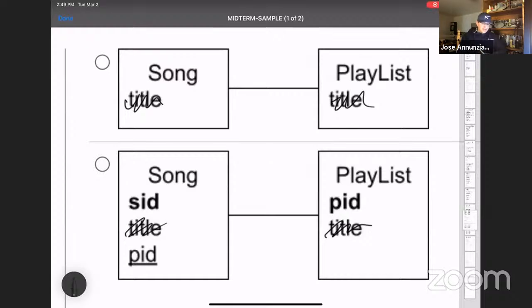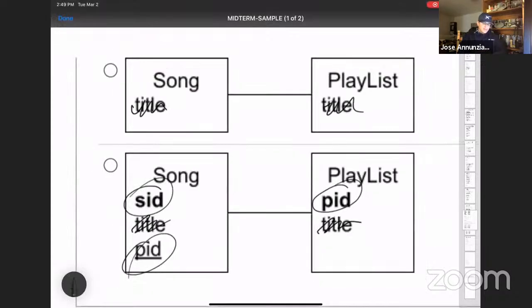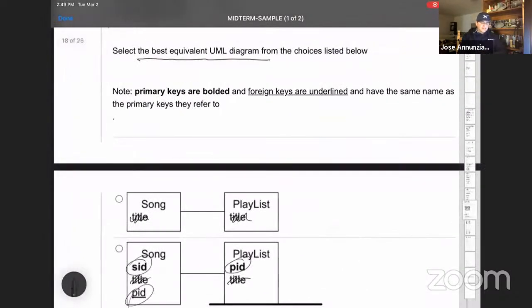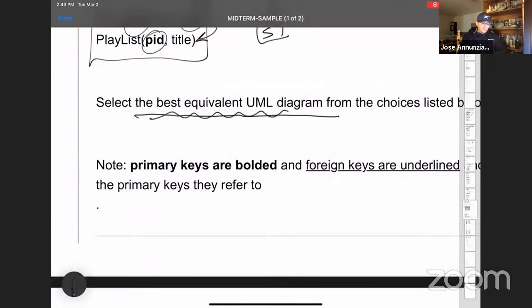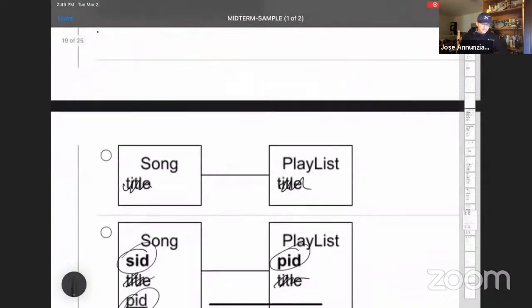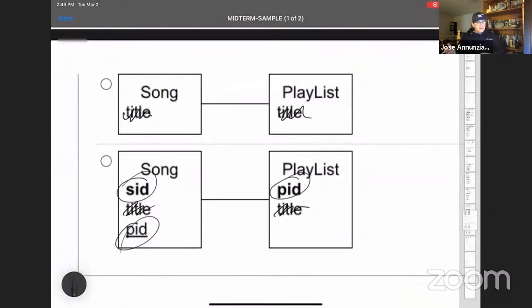This one has a foreign key referencing this primary key, and this has a primary key over here. Now, the question is a little convoluted. It says the best equivalent UML diagram. So what's the difference between the two? Well, one has primary keys and the other one does not. One has keys and the other one doesn't.